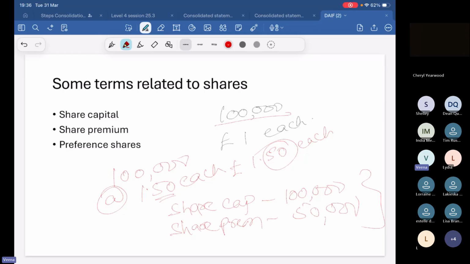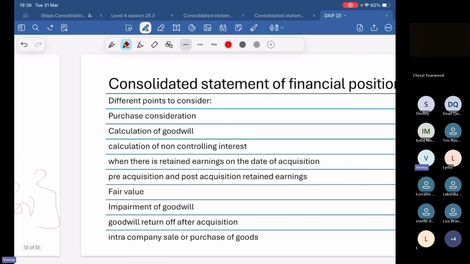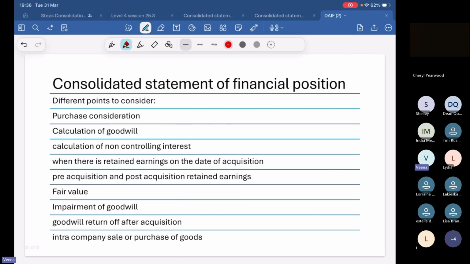Okay, like limited liability. Now I'm going to start with the example. Consolidated statement of financial position. When we are doing the consolidated statement of financial position, there are various points to consider. So what are the different points to consider within the statement of financial position? First of all, there is something called purchase consideration. Okay, because I'm buying a company.